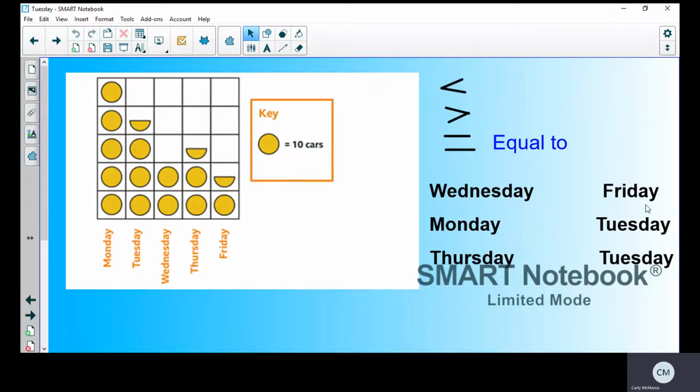So if you're comparing Wednesday to Friday, Wednesday, look, there were 10, 20, and on Friday there was 10, and then half is 15. So Wednesday is 20, and Friday is 15. So you would need to do the crocodile eating the bigger number. So Wednesday is the bigger number. Oh, sorry, that's a bit messy. Right, Monday there was 10, 20, 30, 40, 50, and on Tuesday was 10, 20, 35. So Monday was the bigger number, and so on.